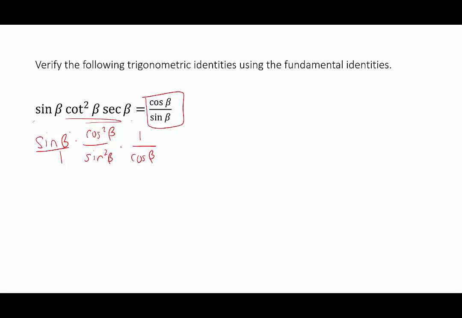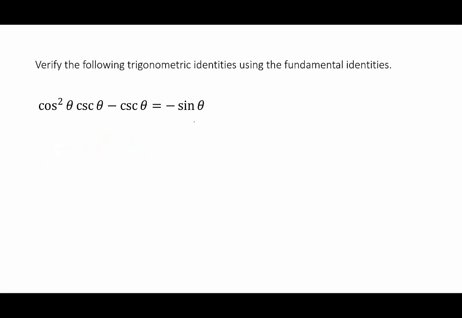I'm going to put this one over 1 just so we have fractions, and then it looks like we have some simplifying. So I have 1 factor of sine up here, I have 2 down here, so that leaves me with 1 in the denominator. Here I have 2 factors of cosine beta. Here I have 1, so I can cancel out one of those. What am I left with? Cosine of beta over sine of beta, which is exactly what we were looking for. Voila.